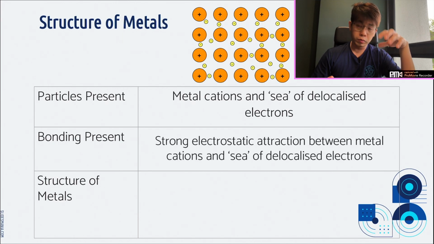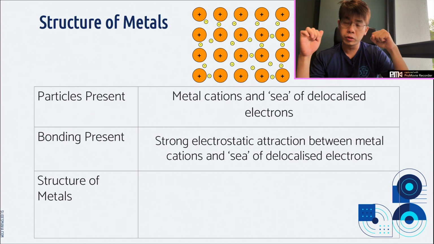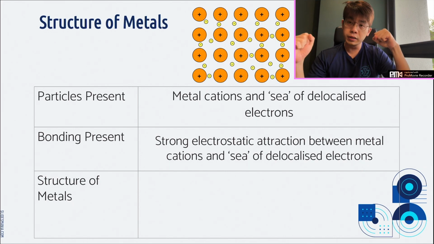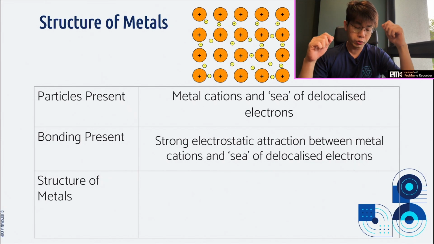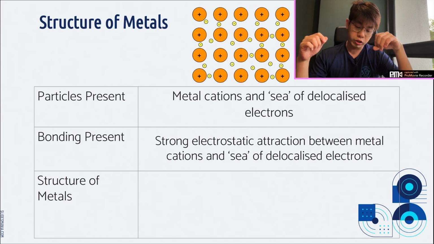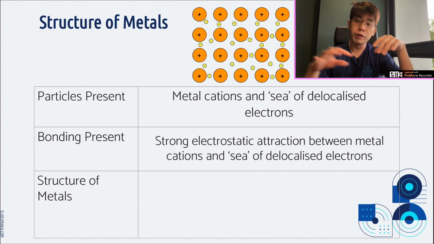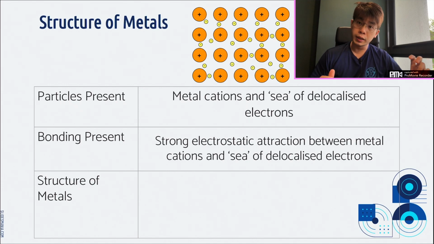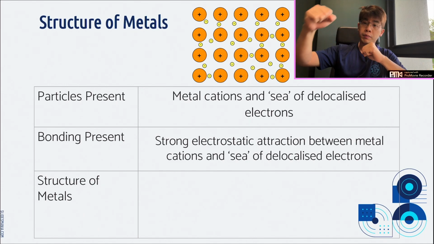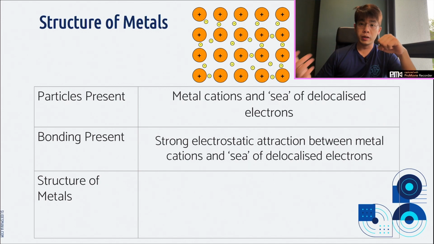So what is the bonding present? We know that metal cations are charged particles, and electrons are also charged particles, positive and negative. When you have a positive and negative particle, there will be an electrostatic attraction. So the bonding present within metals is the strong electrostatic attraction between the metal cations and the sea of delocalized electrons. We have learned about delocalized electrons. It means that the electron has escaped the atom and can go anywhere it wants.